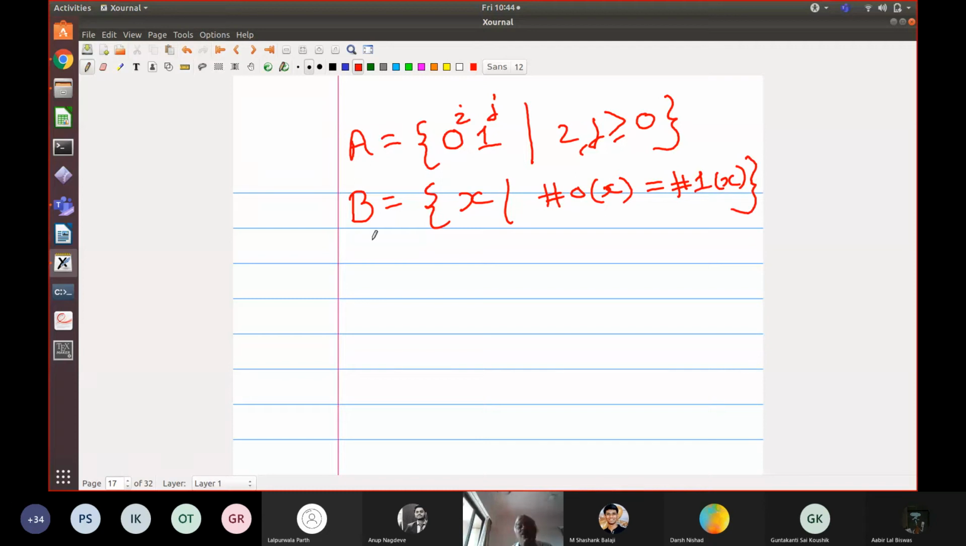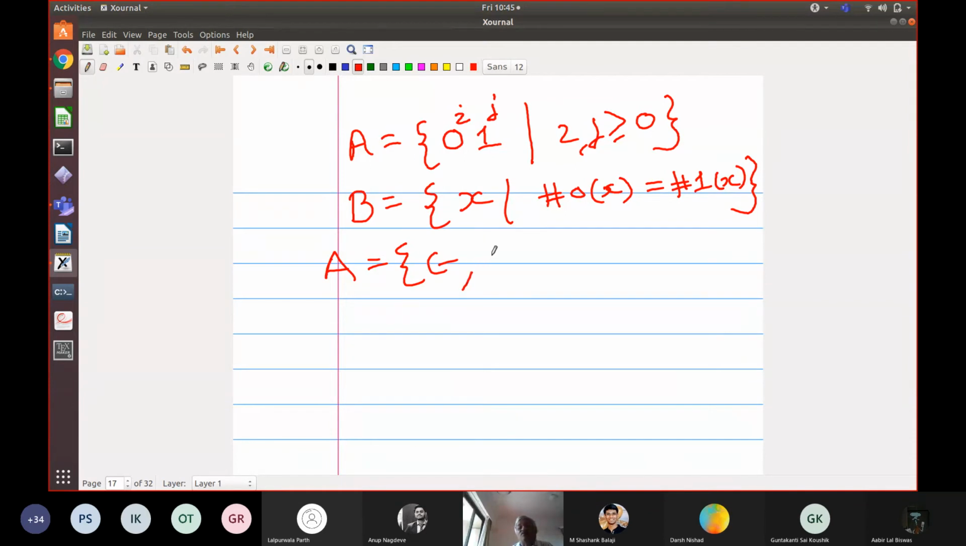What are some typical elements of A? Can somebody tell me? First, we can instantiate i and j to be any pair of natural numbers, and form a string like this, and that will be in our language. Suppose we take both i and j to be 0. So you get 0 to the power 0 followed by 1 to the power 0. That is epsilon followed by epsilon. So epsilon will be in this language.